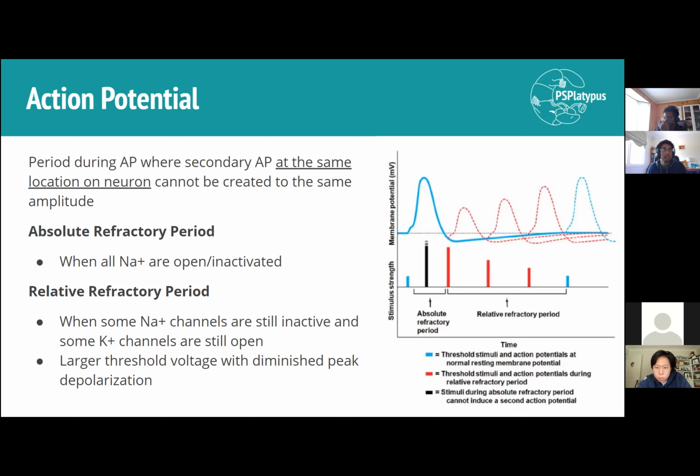Middle of action potential, concentration of Na, right? K and Na are still the same. I'll move on with these slides though.